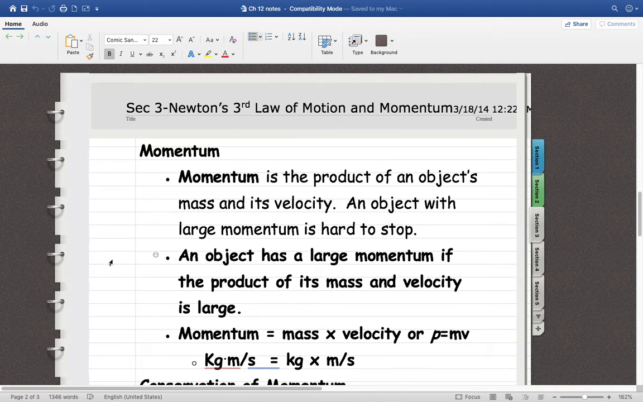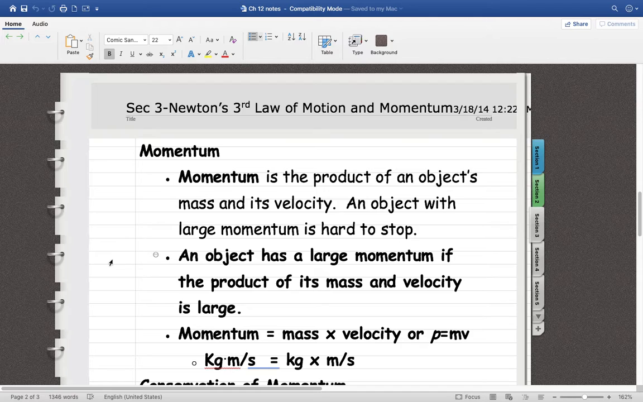All right, momentum. This is the next one, a new formula for us. So far in this chapter we have talked about Newton's second law, acceleration equals force over mass, which is the same equation as force equals mass times acceleration. And also weight equals mass times gravity is pretty much the exact same formula too.